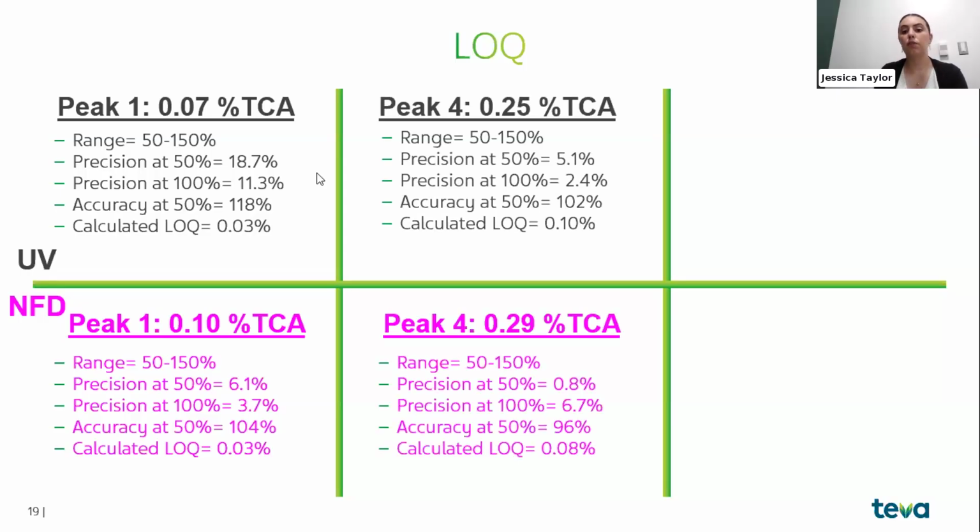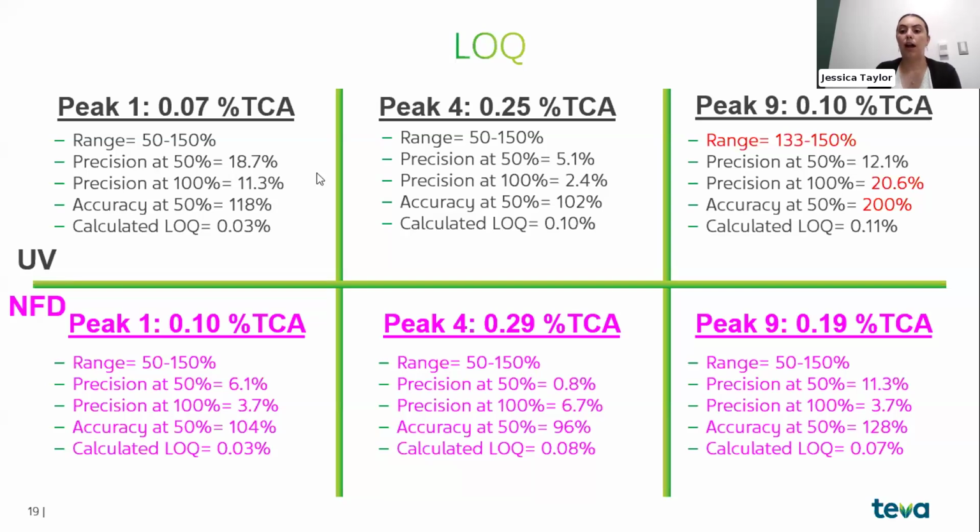Now moving on to peak 4, we once again saw passing precision and accuracy data throughout our tested range of 50 to 150% using both the UV and the native fluorescence detector. So this gave us a calculated LOQ of about 0.1% using the UV detector and a slightly lower calculated LOQ of 0.08% using the native fluorescence detector. And once again, here we did see tighter precision at the low ends of our range using the native fluorescence detector.